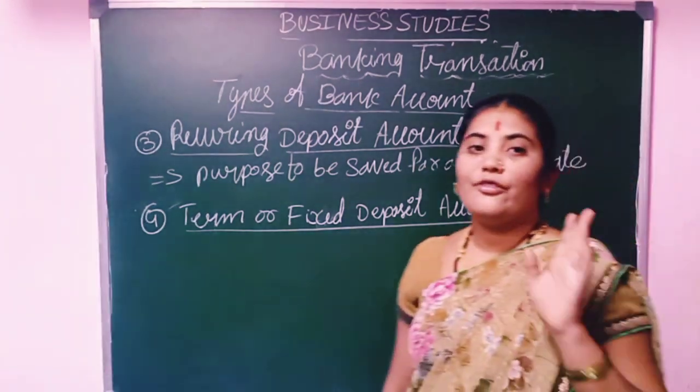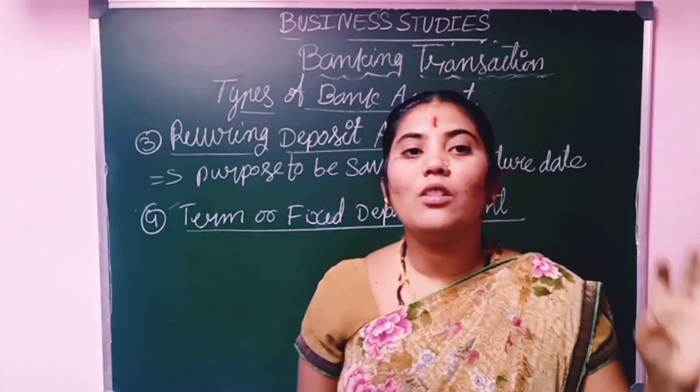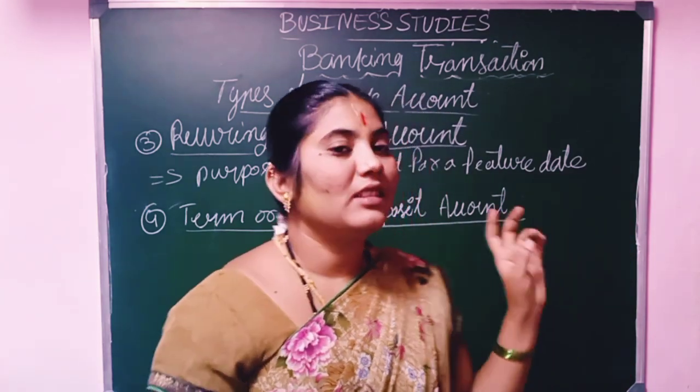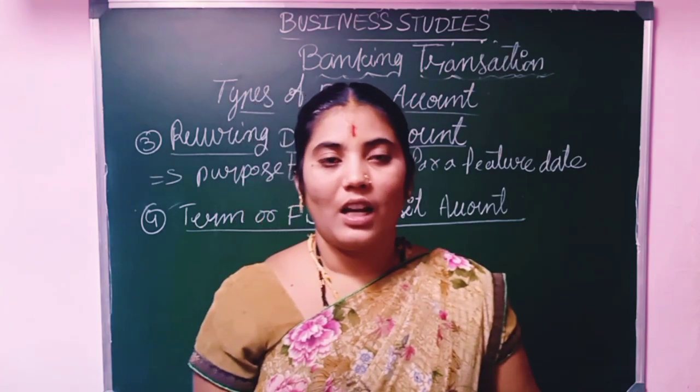So we have 4 types of bank accounts: saving account, current account, RD recurring deposit account, and the fourth one is the fixed deposit account. Understand?